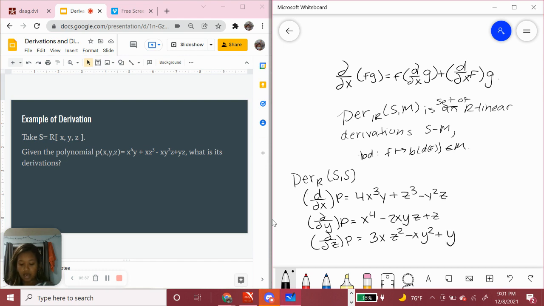Okay. So this derivation is a polynomial linear map, S to S. Like I said earlier, we're just mapping two polynomials to each other. So the derivation of this is spanned by the partial derivatives with respect to x, y, and z.